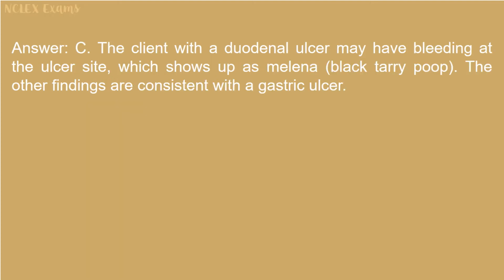Answer C. The client with a duodenal ulcer may have bleeding at the ulcer site, which shows up as melena, black tarry poop. The other findings are consistent with a gastric ulcer.